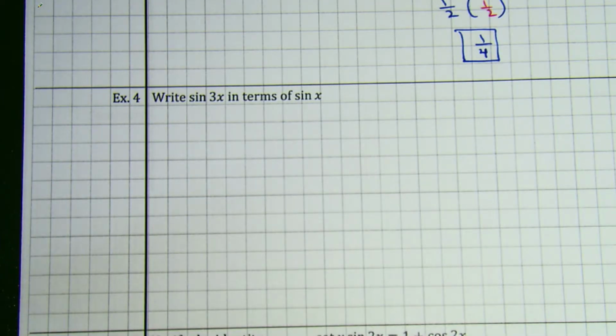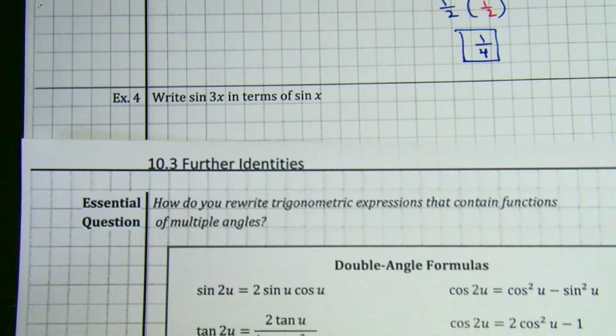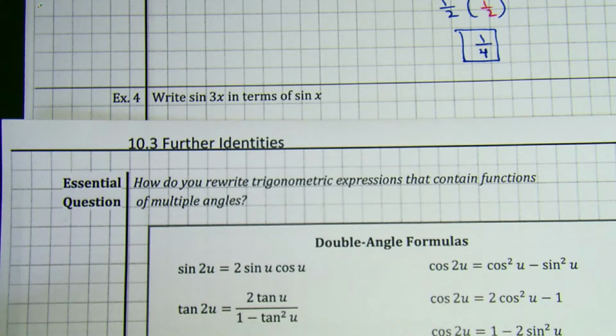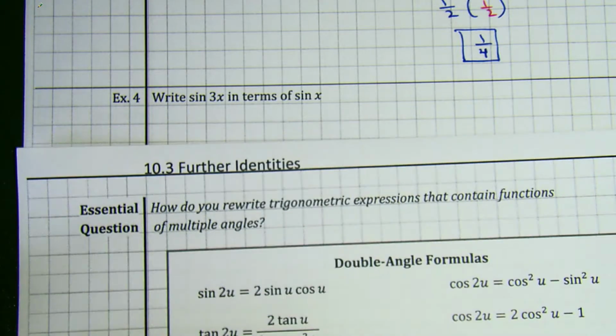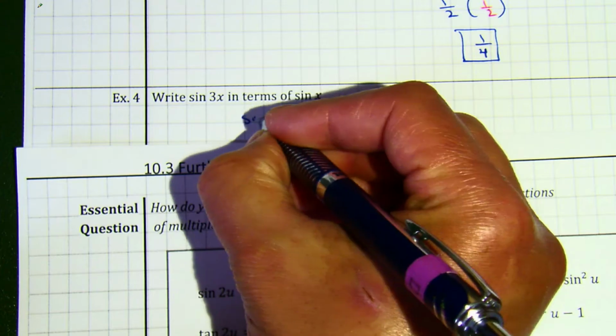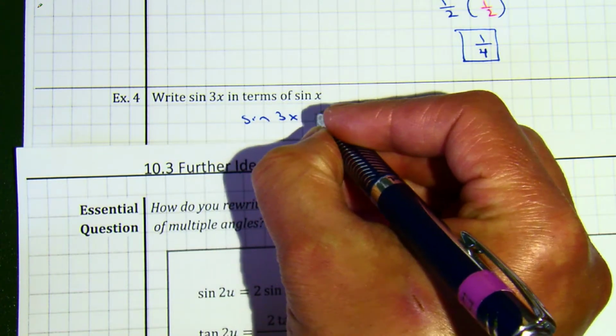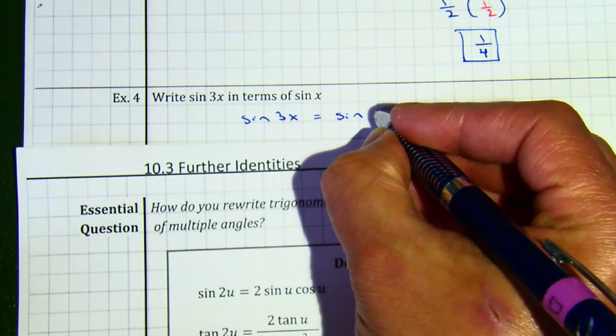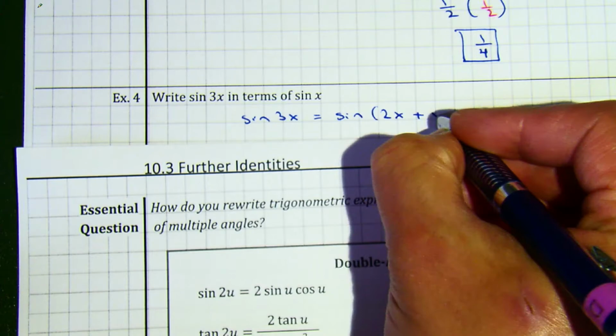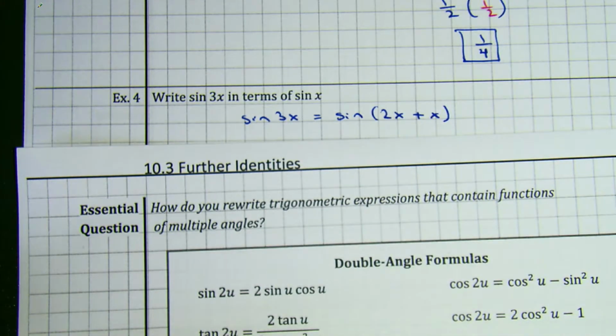So write sine of 3x in terms of sine of x. So if we look at our formulas, we have the sine of 2u. We do not have the sine of 3x. So what should we do? So what we're going to do, we're going to rewrite the sine of 3x is going to be equal to the sine of 2x plus x. That is 3x, correct?